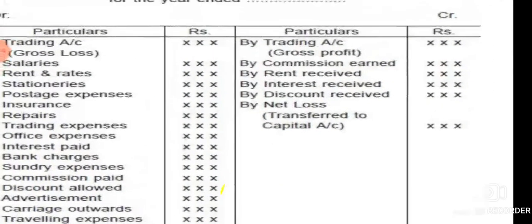Then come to the credit side. By trading account, that is a gross profit. The gross profit value is transferred from trading account, gross profit or gross loss. Okay. By commission earned, otherwise known as commission received, rent received, by interest received, by discount received, by இங்கே பார்த்தீங்கன்னா all the received items will be entered into the credit side, and all the payment items or expense items will appear in the debit side.